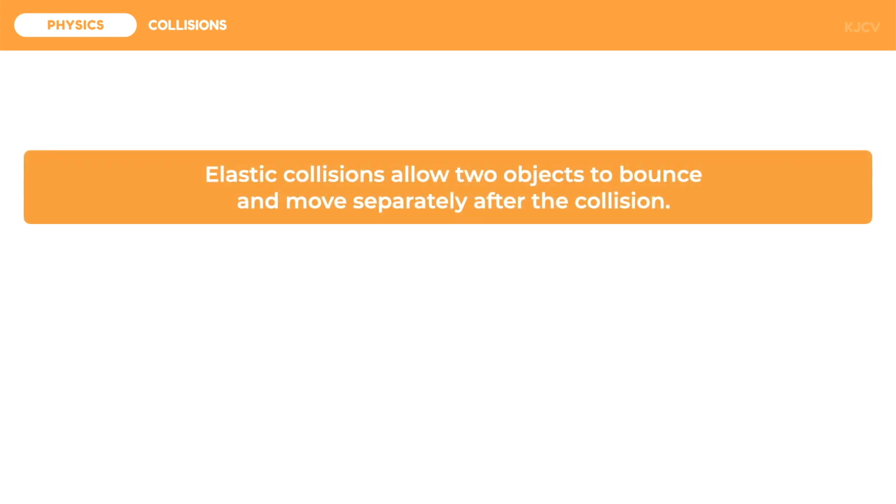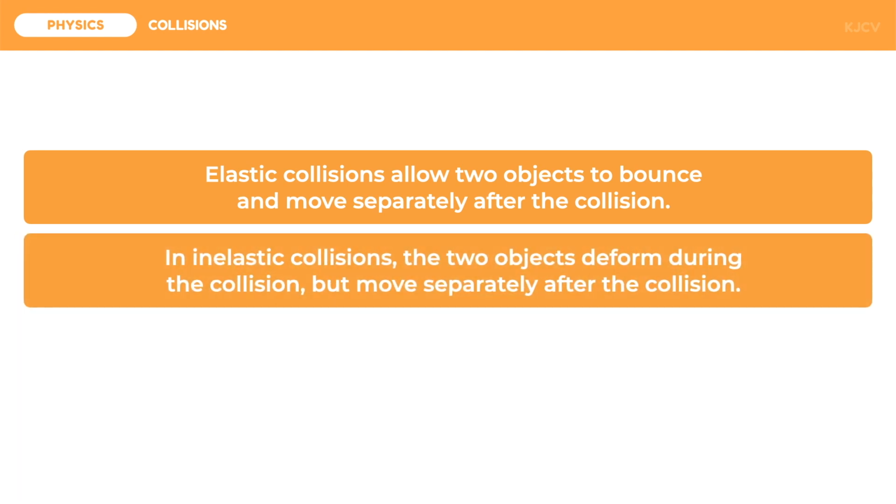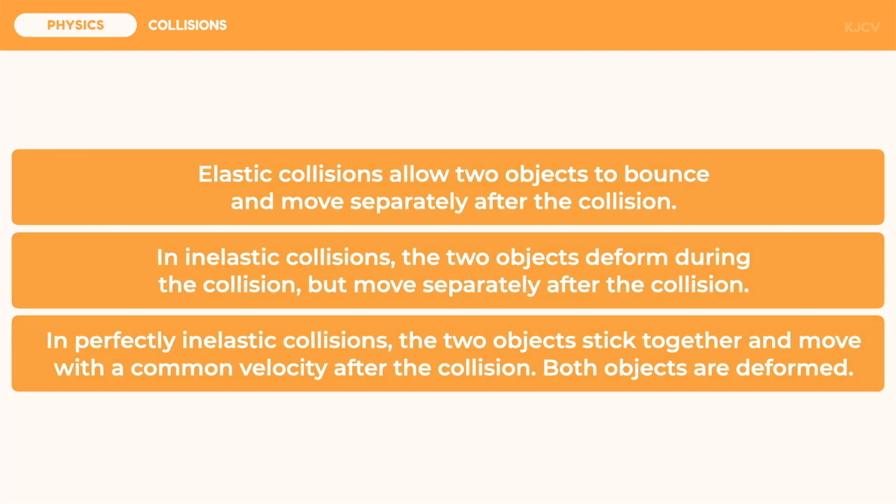To conclude this lesson, let us review the following concepts. Elastic collisions allow two objects to bounce and move separately after the collision. In inelastic collisions, the two objects deform during the collision but move separately after the collision. And lastly, in perfectly inelastic collisions, the two objects stick together and move with a common velocity after the collision. Both objects are deformed. And that ends our discussion on collisions.